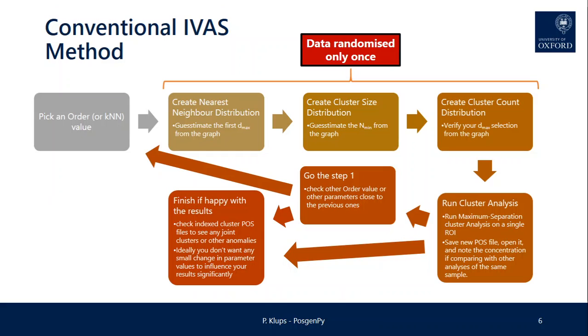So, as a summary, in the conventional method, we pick an order value, then find the next parameters, Dmax and n-min, using three graphs that might be different every time we create them because of this randomization or relabeling issue. And then to see if we can prove or verify our analysis, we have to manually go through this process again and again until we are happy with our results.